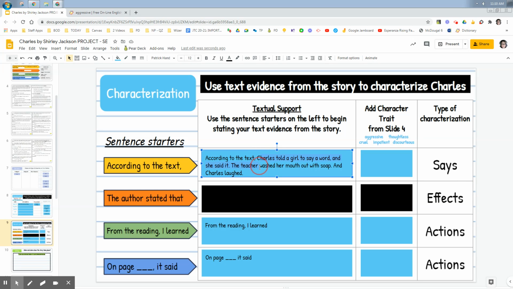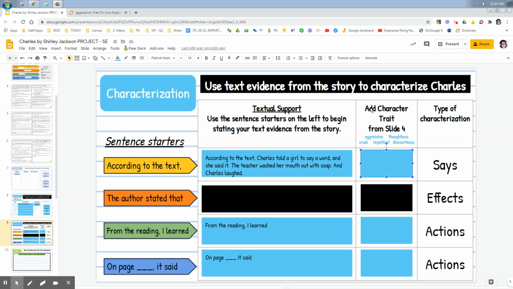So based on what Charles told a girl to say, well, how would you characterize it? If a friend told you to say a word that was bad, you didn't know it was bad, and you did it, and your friend laughed about it after you got in trouble, how would you describe that character? How would you describe your friend?